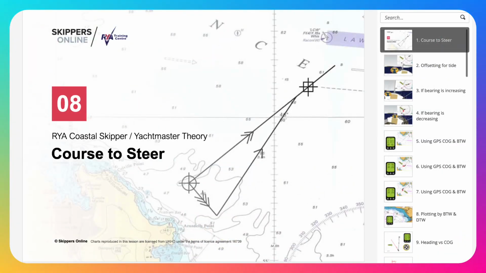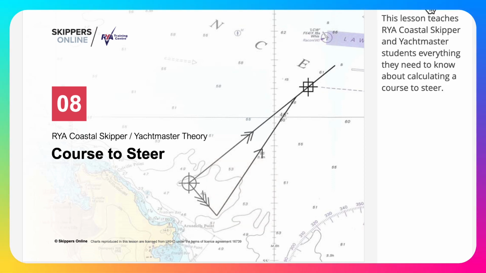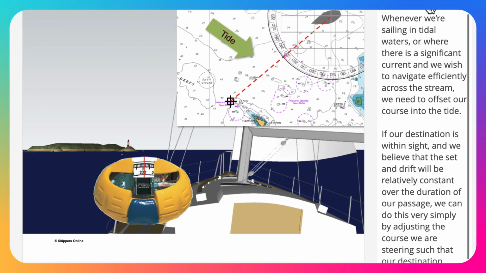This lesson teaches RYA coastal skipper and yachtmaster students everything they need to know about calculating a course to steer. Whenever we're sailing in tidal waters, or where there is a significant current and we wish to navigate efficiently across the stream, we need to offset our course into the tide.